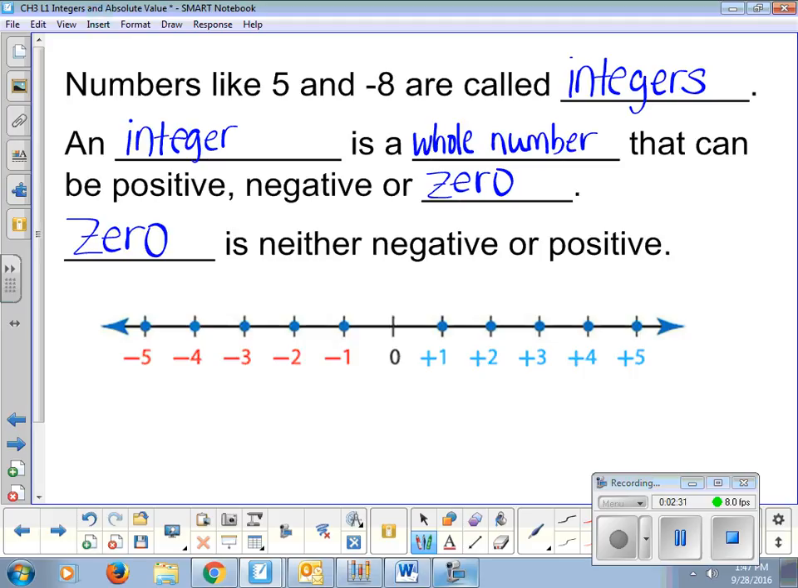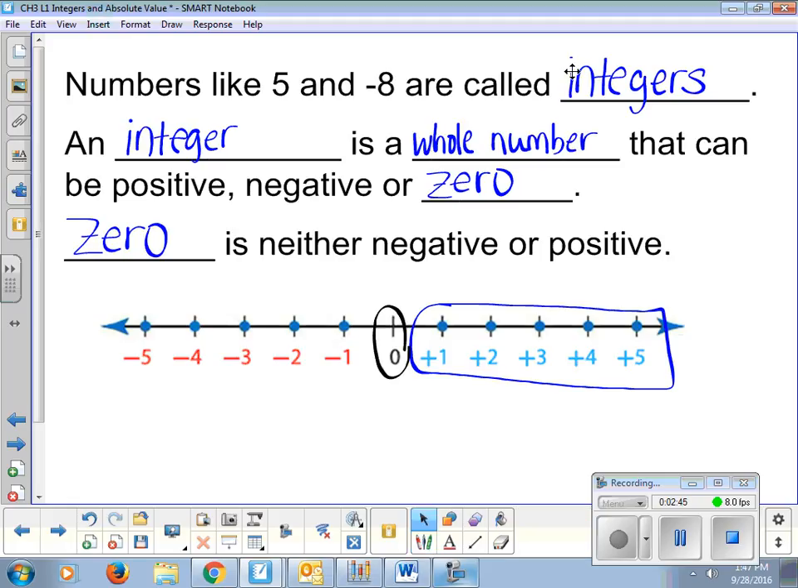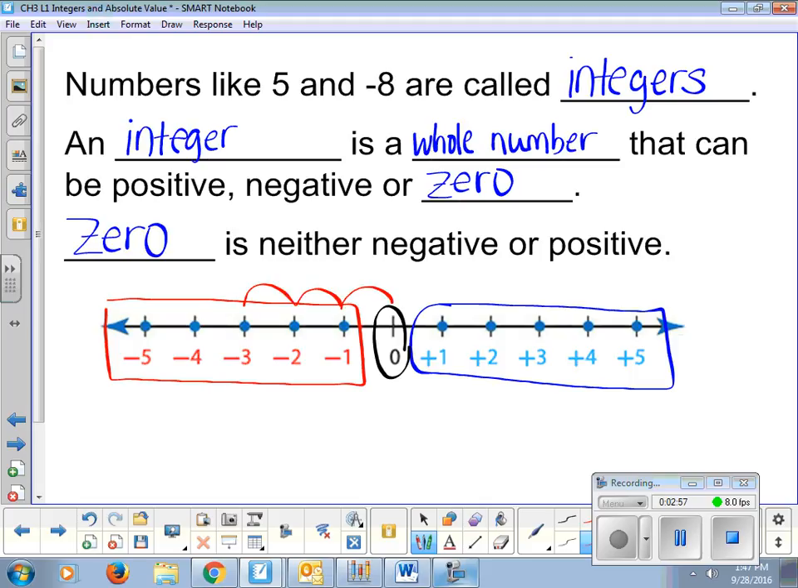An example of positive integers would be on the right side of 0 or these numbers over here. 1, 2, 3, 4, 5. And then we have 0 in the middle. It is also an integer. It is just not negative or positive. And then on the left-hand side, we have our negative numbers. -1, -2, -3, -4, -5. The further you get away from 0 is the bigger your negative number. It's a smaller number. So the bigger the negative, the smaller the number.